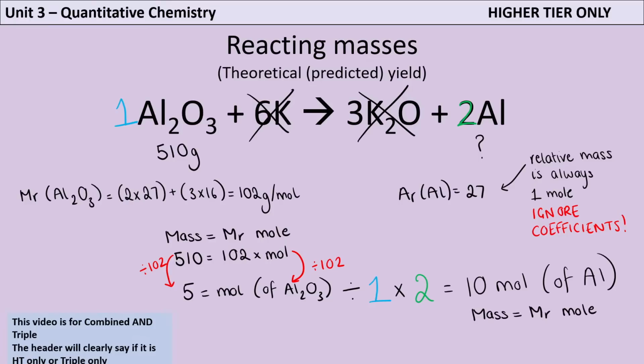So once I know I've got 10 moles of aluminium, I can go back to my masses Mr mole equation. And I can do 27 times 10 and I get 270 grams, and that will be my final answer for that question.